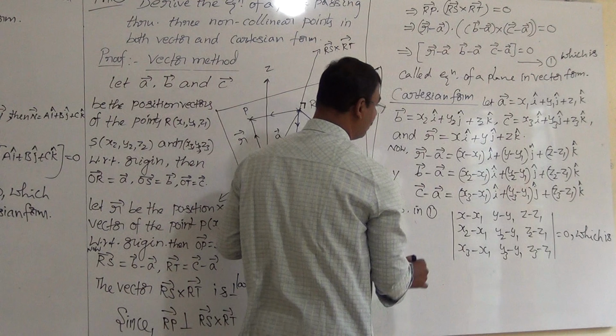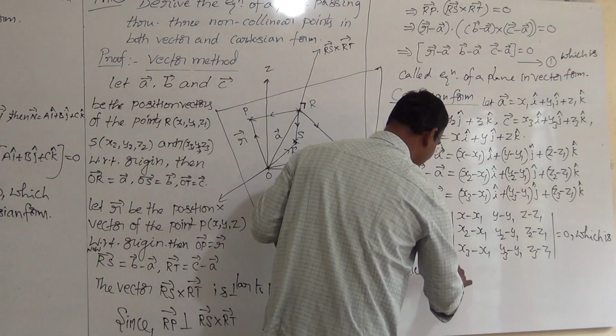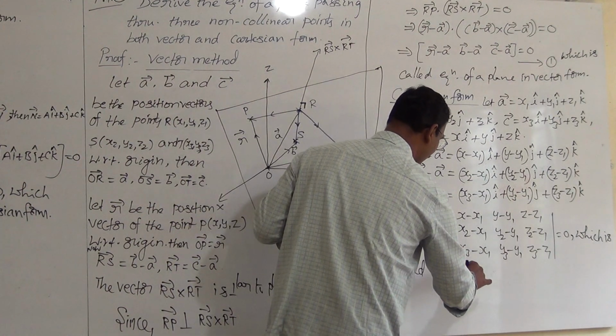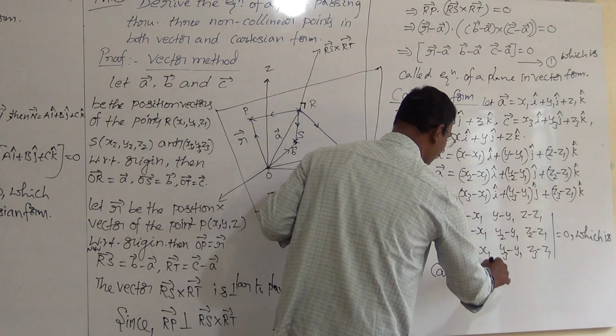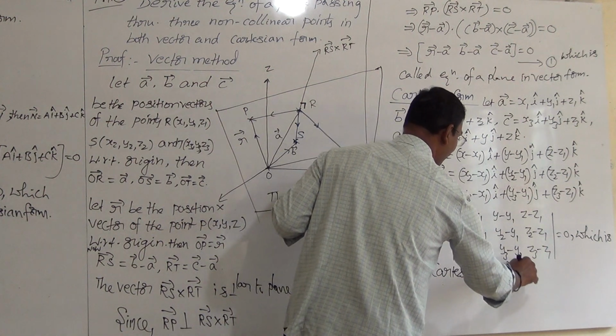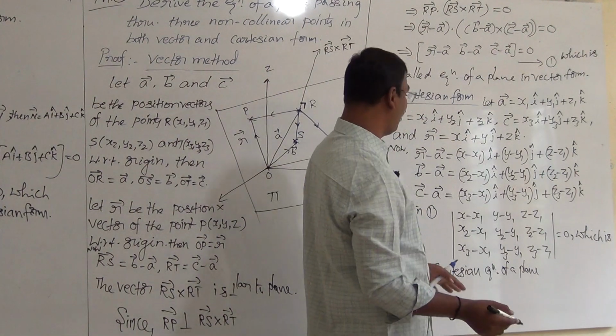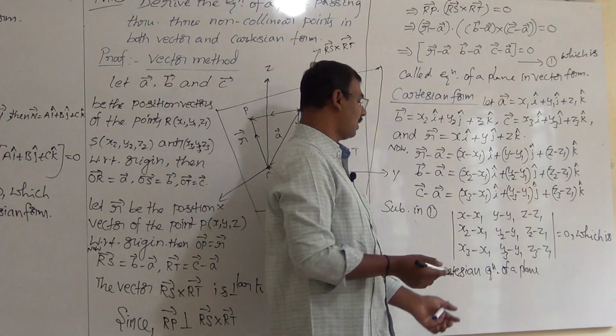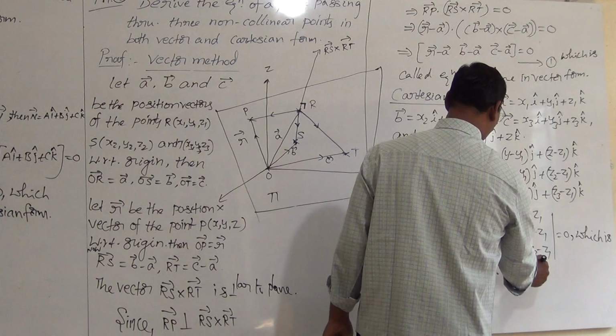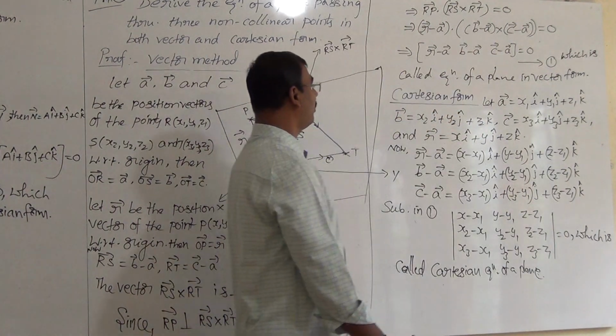what do you call this one? The Cartesian equation of a plane passing through 3 non-collinear points. So this is the formula.